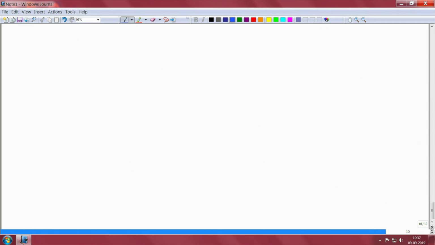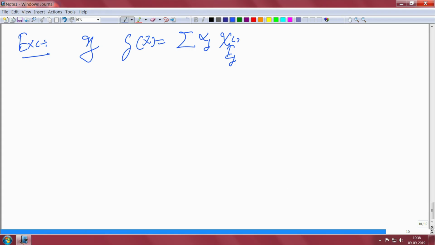So, let us start with an exercise. If g of x equal to summation alpha j chi Ej of x, j equal to 1 to k, is measurable if and only if Ej are measurable.